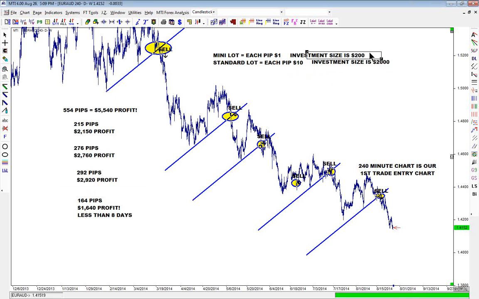But let me ask you something. If you invested $2,000 in the market, and 3 months later, you're up 15 grand, would that be a good investment for you? Yes or no? Right? If you invested $200 only in the market, and 3 months later, you're up $1,500, would you still be up, and would you still be happy that you're making money? I mean, let's face the facts.